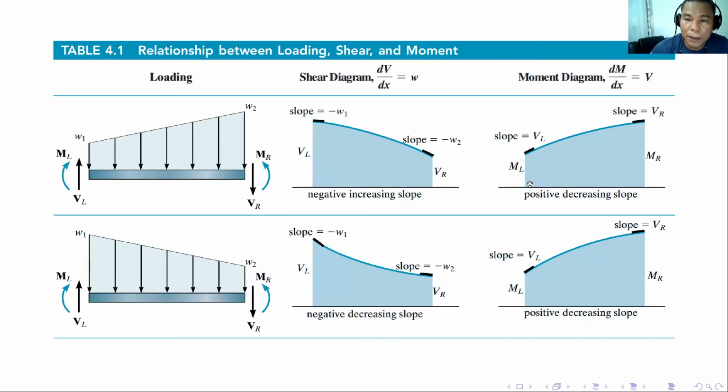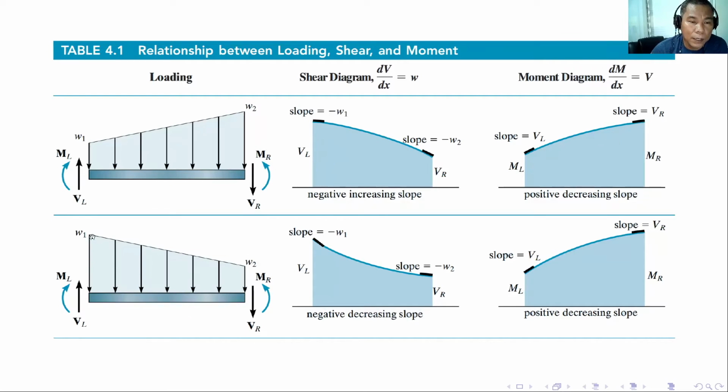And the moment diagram here has a jump of ML, and the slope at this portion only is equivalent to the value of the shear VL. And then since we are in the positive portion, take note that the value of V here is decreasing, so the slope in the moment diagram should also be decreasing. So we have a positive decreasing slope here, and then at the end we have the MR, so it will go down by MR.